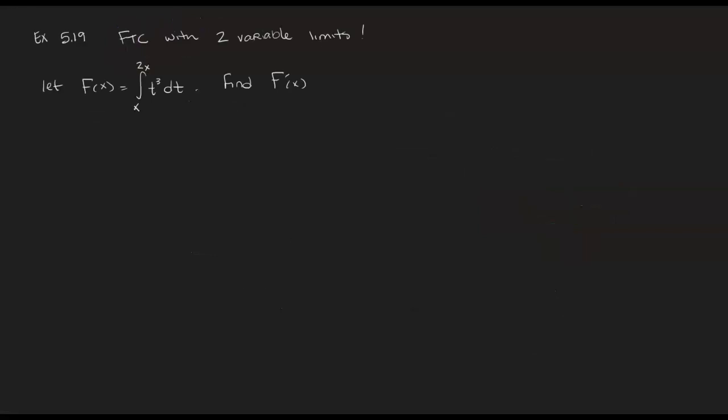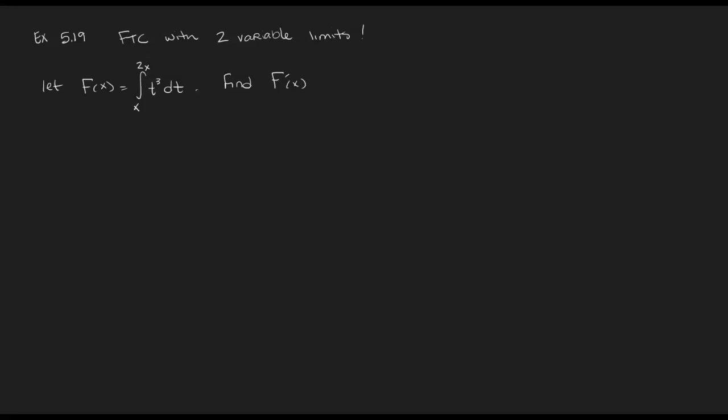Example 5.19 shows us how to use the fundamental theorem of calculus when we have two variable limits. So this time, capital F, the antiderivative function, is defined as the integral from x to 2x. So we have x's on both sides of our integral here, and we're integrating t cubed dt. The goal of this example is to find the derivative of that antiderivative function.